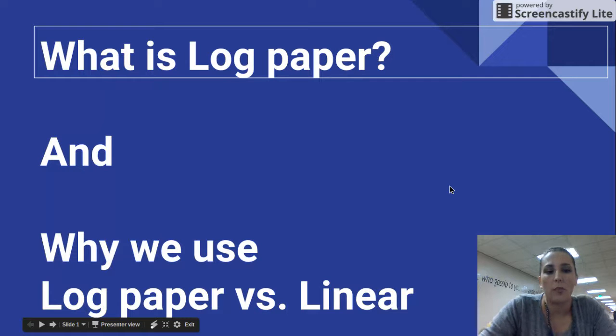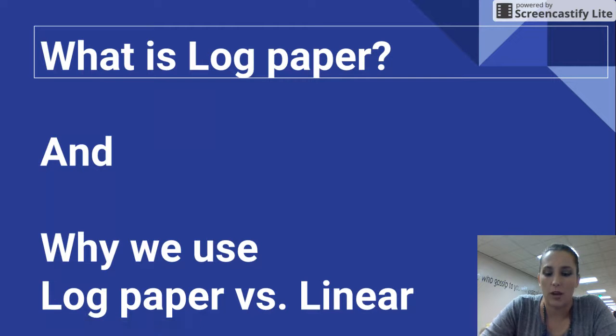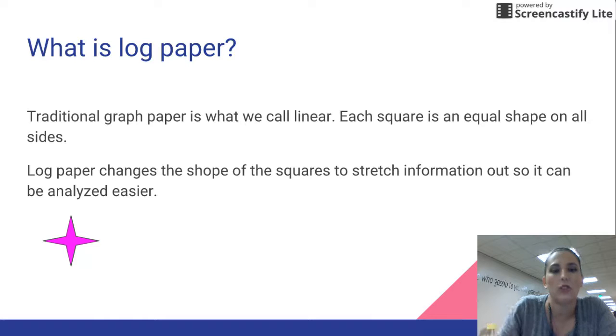We're going to look at what log paper is and why we use log paper. First of all, traditional graph paper is called linear paper, where each square is equal on all sides. Log paper is where we change the size of each shape. With log paper, you can have it on the x-axis and the y-axis. We're going to look at semi-log, where it only changes on the y-axis.